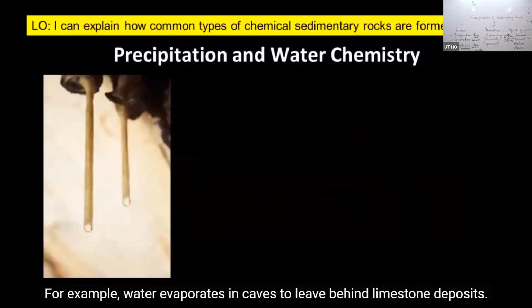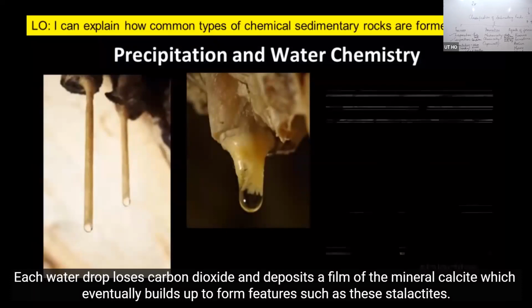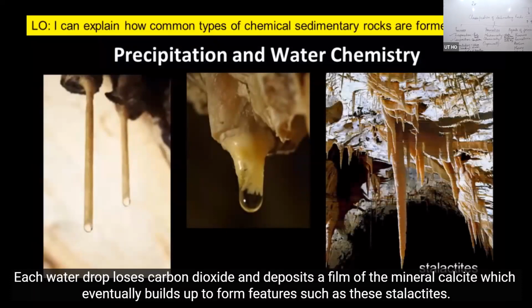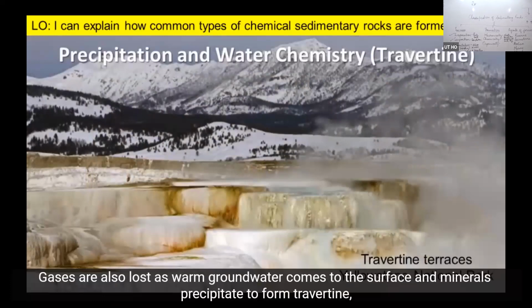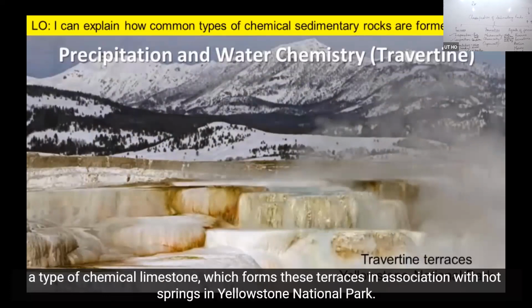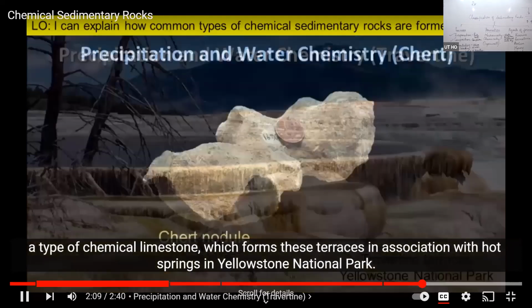For example, water evaporates in caves to leave behind limestone deposits. Each water drop loses carbon dioxide and deposits a film of the mineral calcite, which eventually builds up to form features such as these stalactites. Gases are also lost as warm groundwater comes to the surface and minerals precipitate to form travertine, a type of chemical limestone which forms these terraces in association with hot springs in Yellowstone National Park.